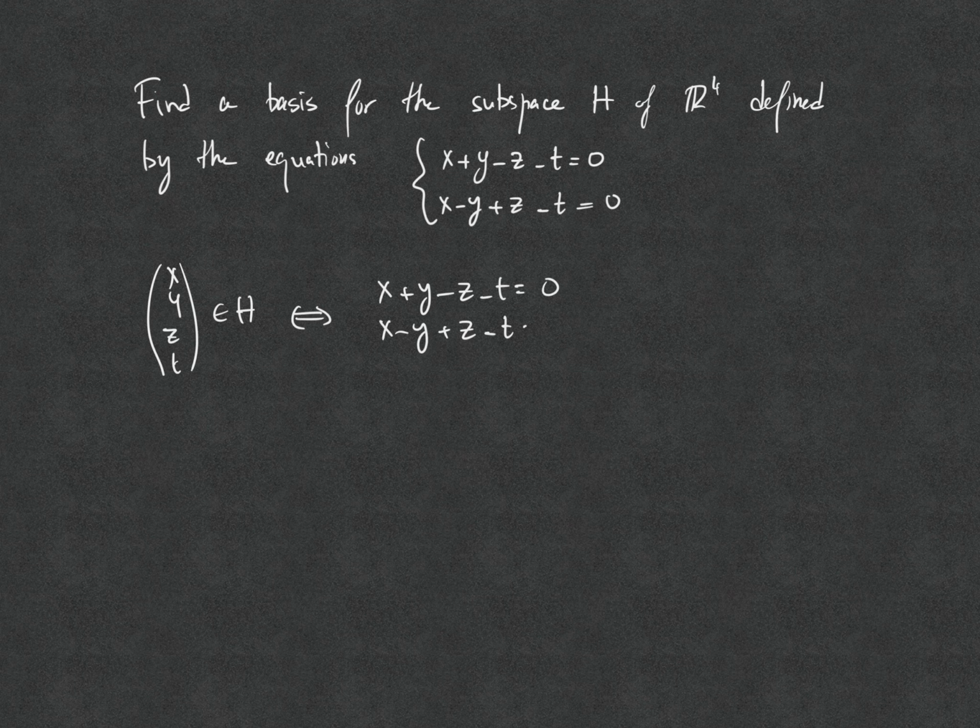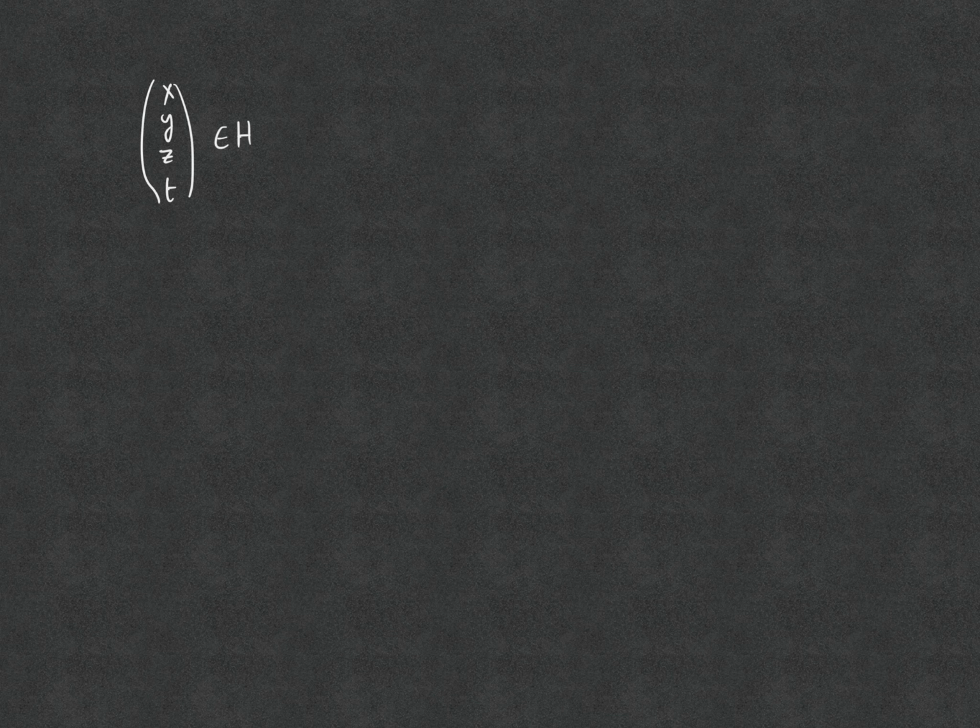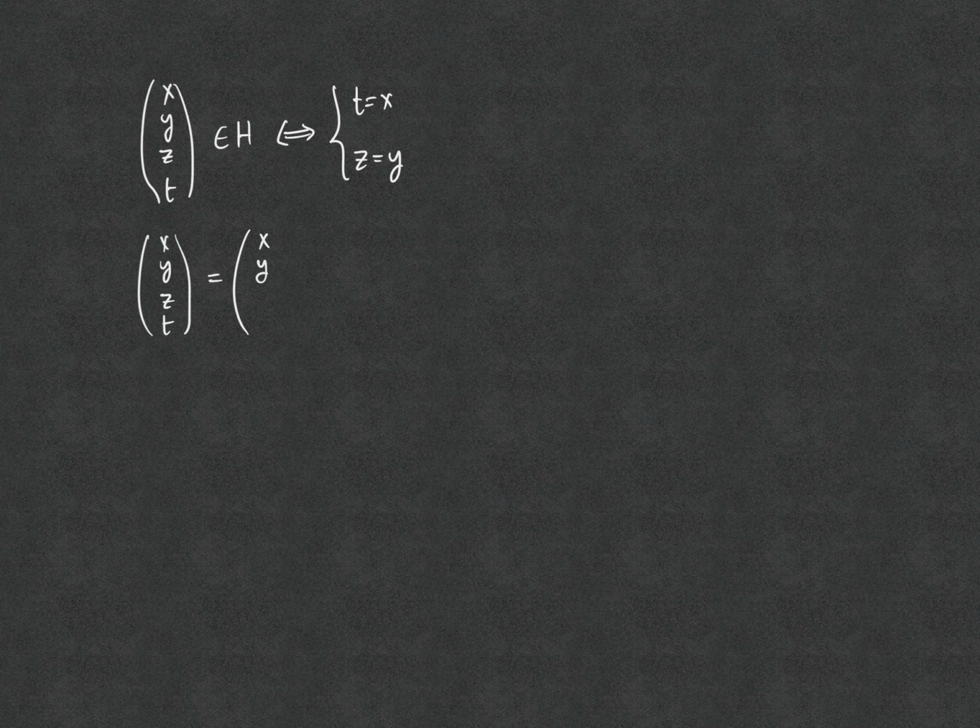The previous system is therefore equivalent to the following system, which is equivalent to, therefore we showed that a vector x, y, z, t is in H if and only if t equals x and z equals y, which means that x, y, z, t can be written as x, y, y, x, which is x times the vector 1, 0, 0, 1 plus y times the vector 0, 1, 1, 0.